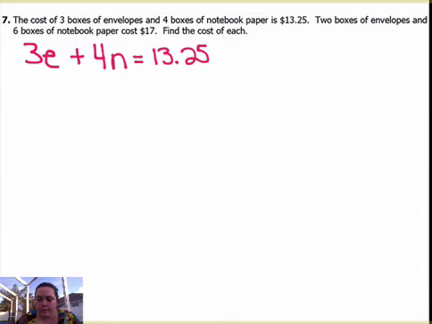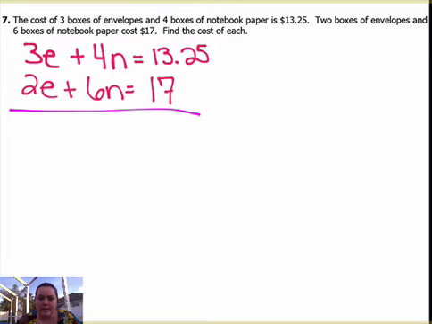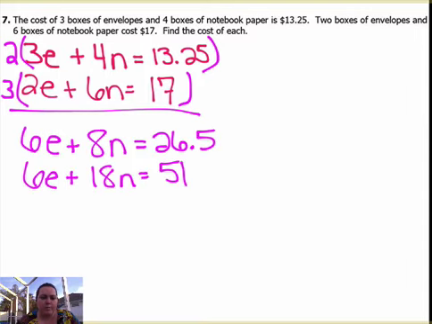Just remember that X is for envelopes and Y is for notebook paper. Alright, so 3 boxes of envelopes is 3E, 4 boxes of notebook paper is 4N, equals 13.25. Same with the other part, 2 boxes of envelopes is 2E, 6 boxes of notebook paper is 6N, equals 17. Multiply the top equation by 2 and the bottom equation by 3, or use substitution if you're more comfortable with that, or graphing if you're more comfortable with that.